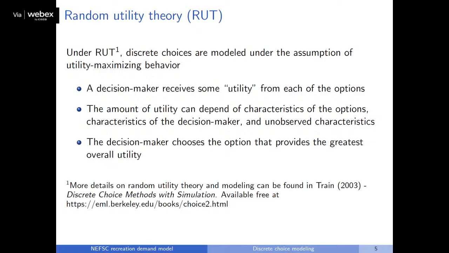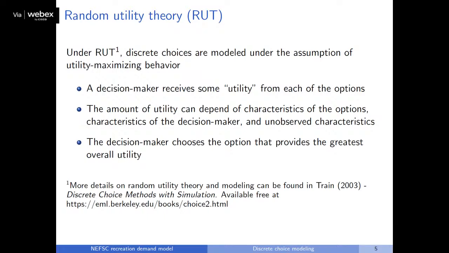So a decision maker will receive some utility from each of the options. The amount of utility can depend on the characteristics of the options, characteristics of the decision maker, and unobserved characteristics. And they'll choose the option that provides the greatest overall utility.